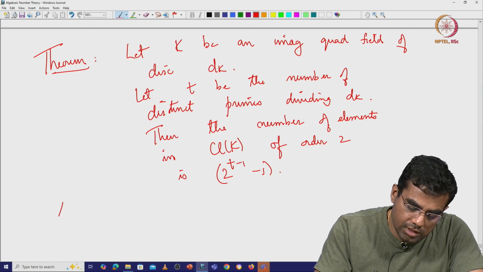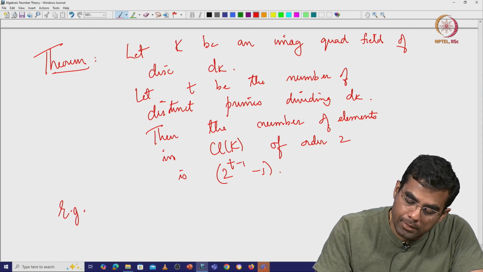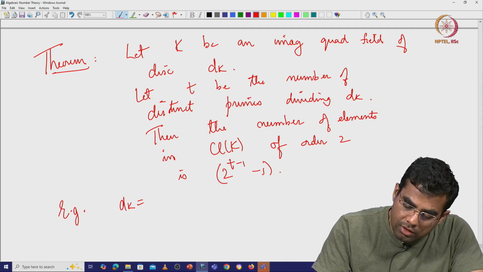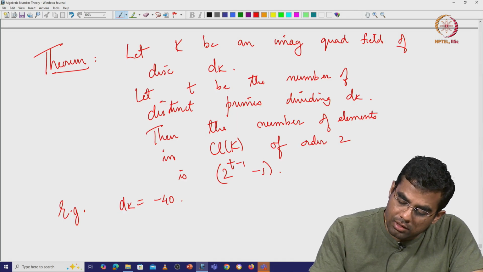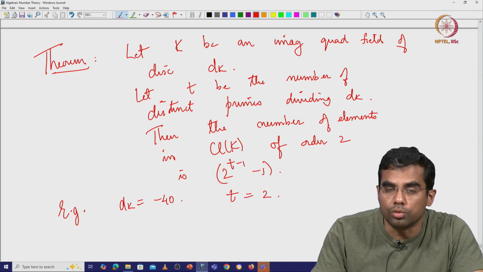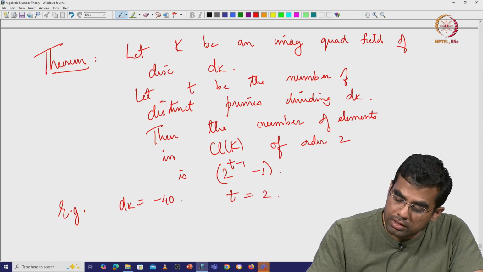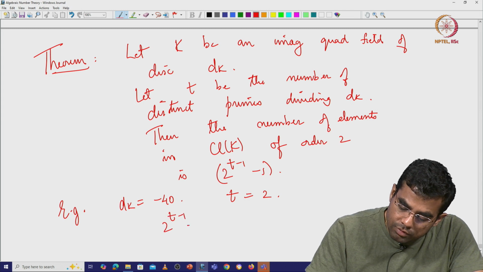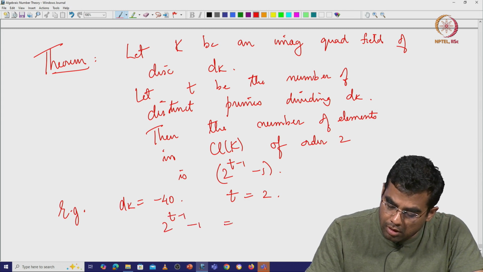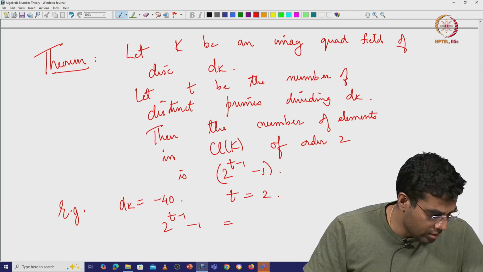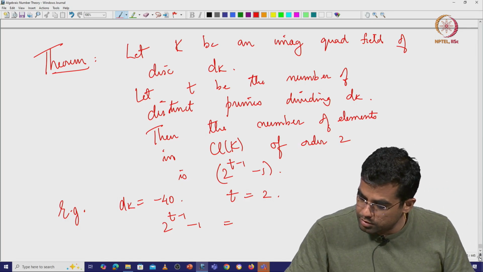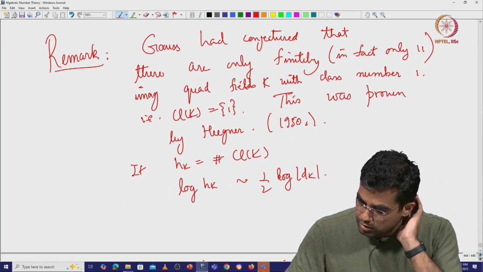Okay. So, here is an example. If you take dK to be minus 40, then t is equal to 2, right. And so 2 to the t minus 1, did I make some error in computing that?